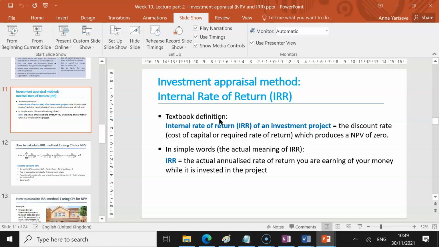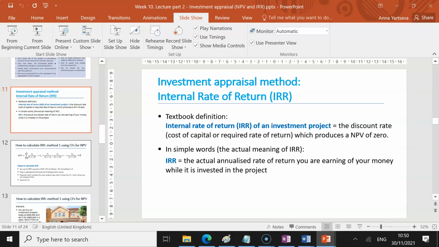Right, so this is the final investment appraisal method, internal rate of return. It's rather complicated and it's not as intuitive, so please make sure that you watch through the lecture, check how to calculate it. There are two methods. Generally, according to the definition, it's a rate of return which makes net present value equal to zero.